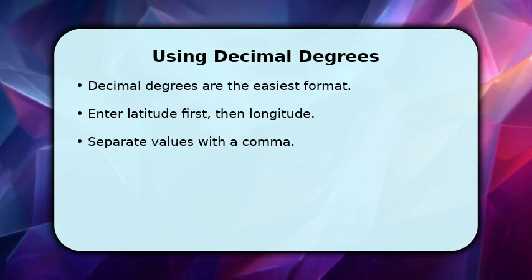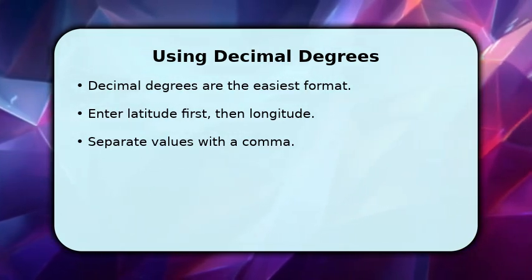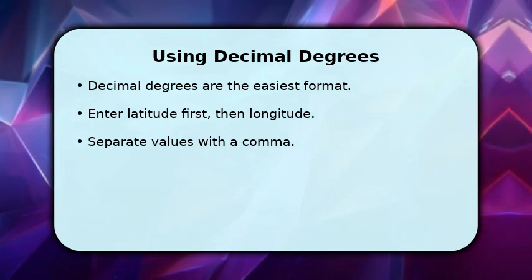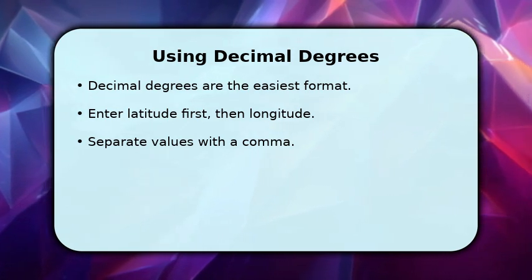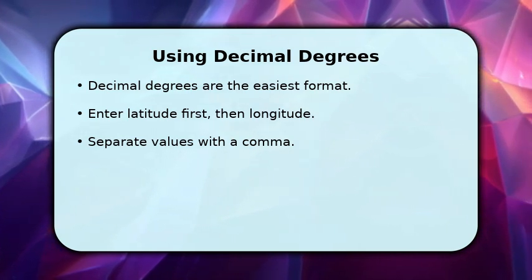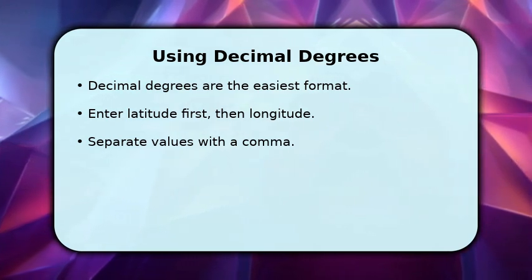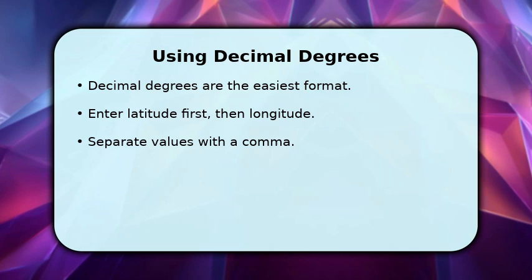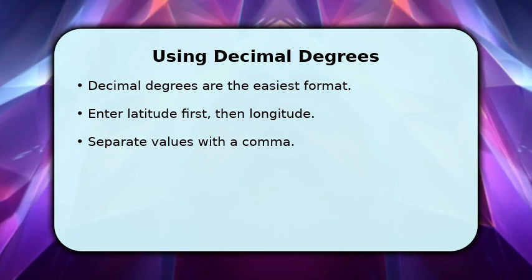The simplest way to enter coordinates is using decimal degrees. For example, you would type 34.0522, -118.2437 directly into the search bar. Remember, the first number is latitude and the second is longitude. A positive latitude is north, negative is south. A positive longitude is east, negative is west. Press enter, and Google Maps will take you right to that spot.